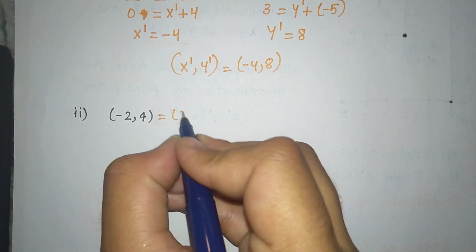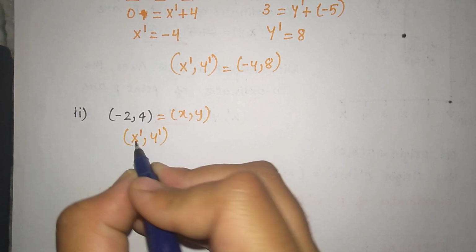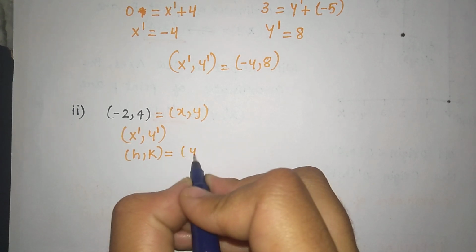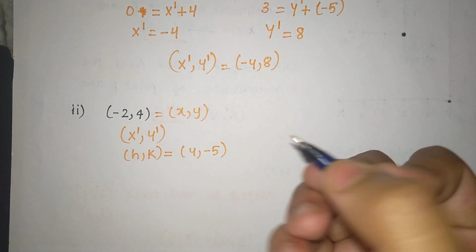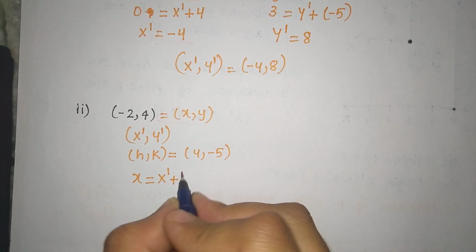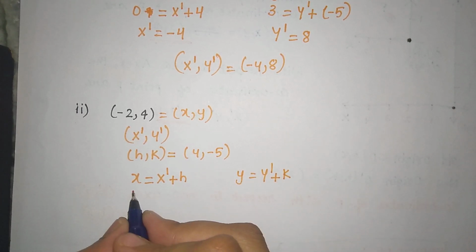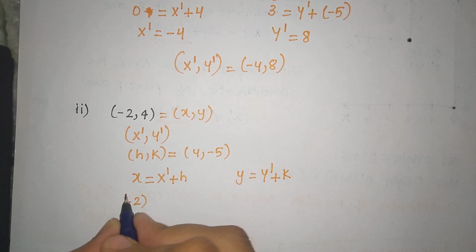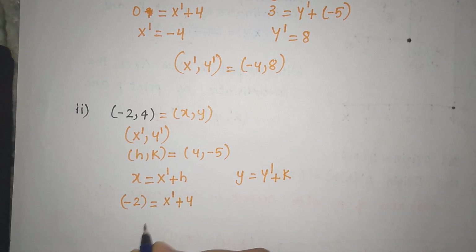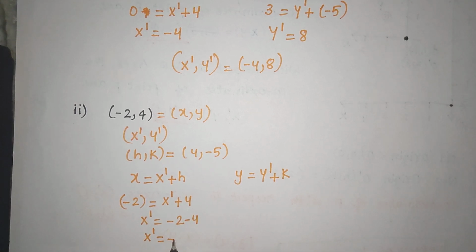So we will do a similar problem. What is given? They have given the old axis and they are asking us to find the new axis. And they have also given the shifted origin. What is the shifted origin? 4 comma minus 5. So substitute in the formula. Small x is equal to capital X plus h. Small y is equal to capital Y plus k. What is small x? Minus 2 is equal to x dash plus h. What is x dash? We don't know. h is 4. x dash is equal to minus 2 minus 4. So x dash is minus 6.